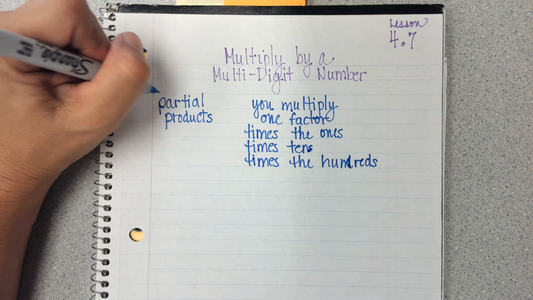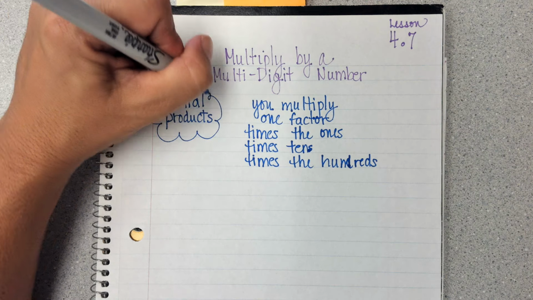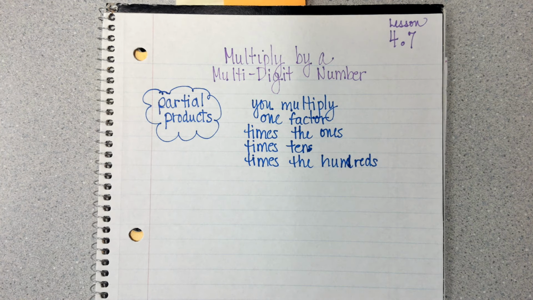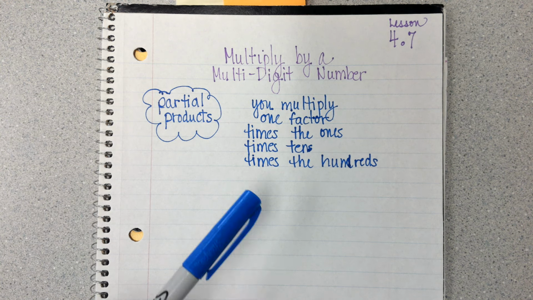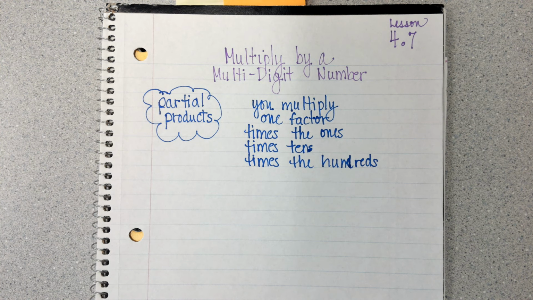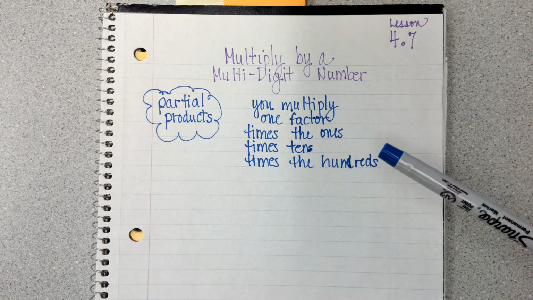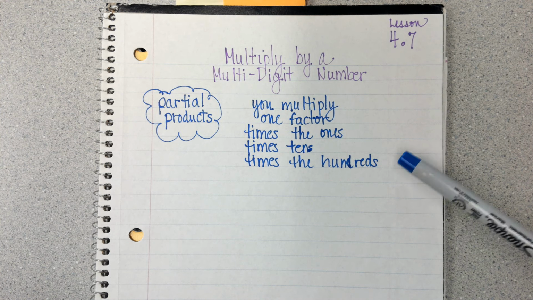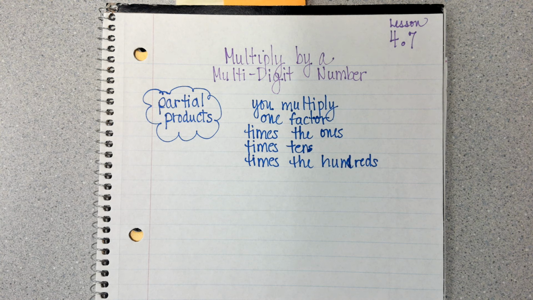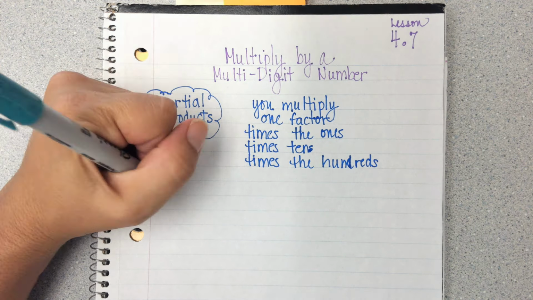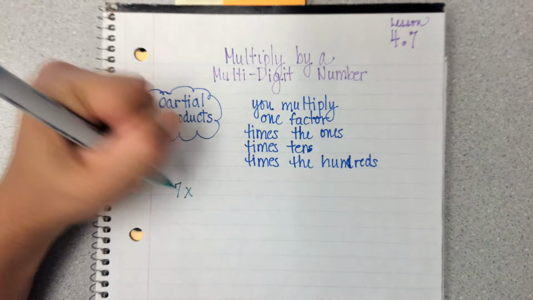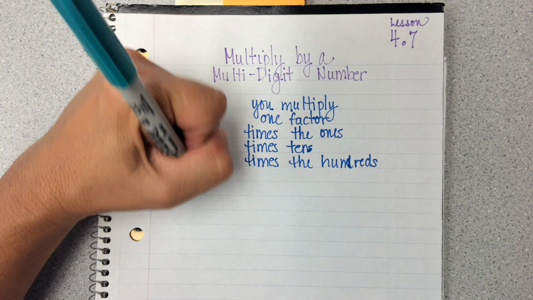It's the same thing we did 2 or 3 lessons ago, where you multiplied one factor times each place value, but we were only talking tens place and ones place. Well, now we've gotten to the hundreds place, and that's not so bad. It's just the next step. All right, so here's an example. 7 times 460.